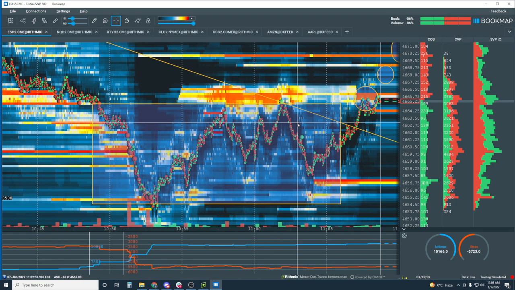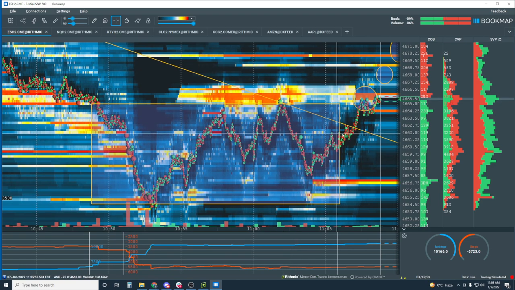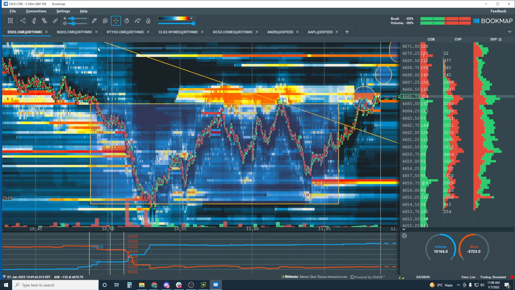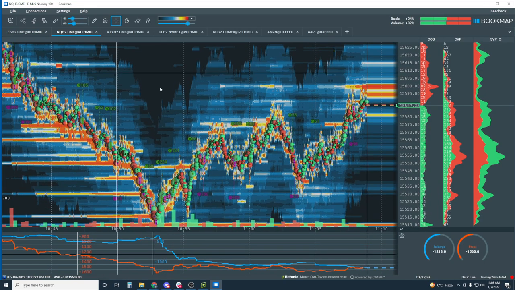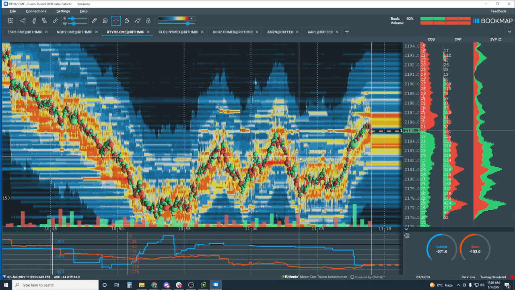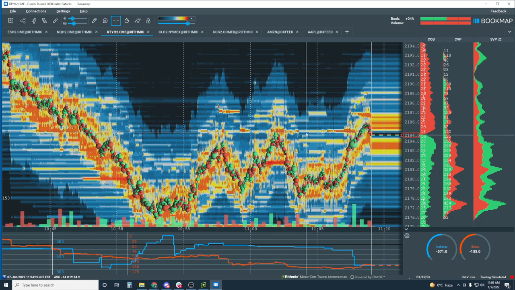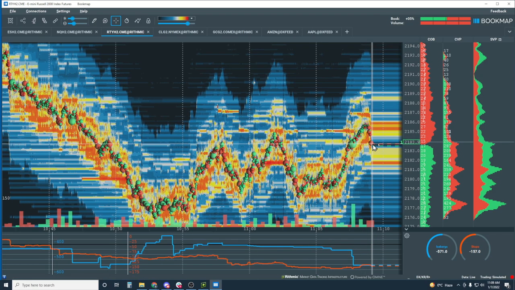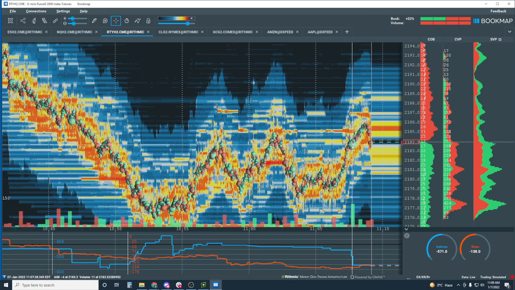Now, let's add in another confluence here. We're putting the pieces together. We're looking at our structure. This is a really good one: let's look at correlated markets. How's the NASDAQ looking? Well, it's already broken it. How's the Russell looking? The Russell is kind of struggling to break it here, but it's starting to do it. Now it's pulling back. So another rotation might be in order here.